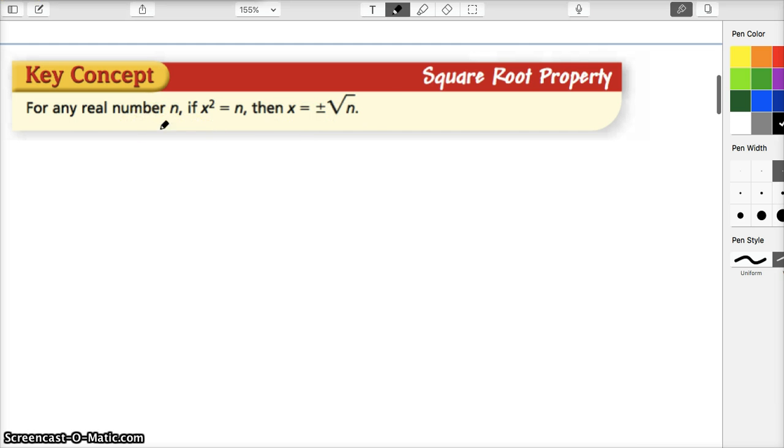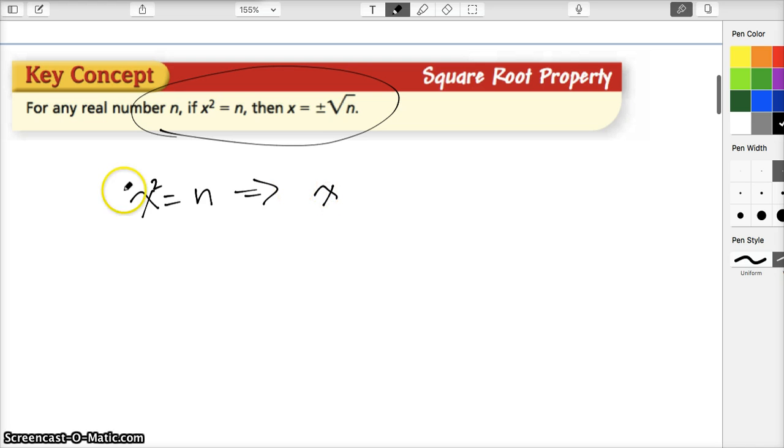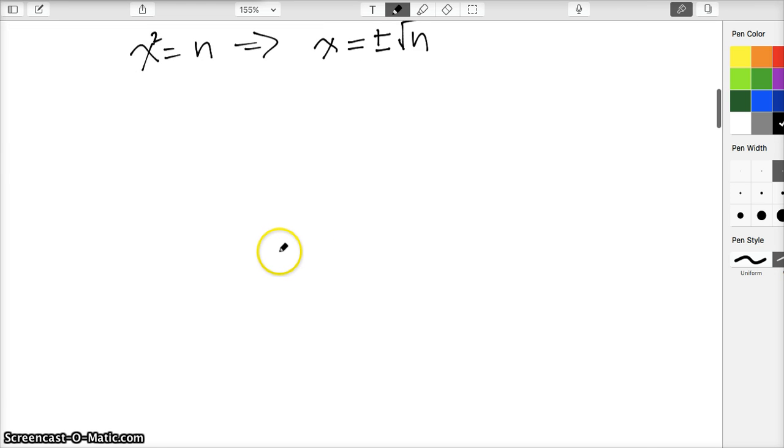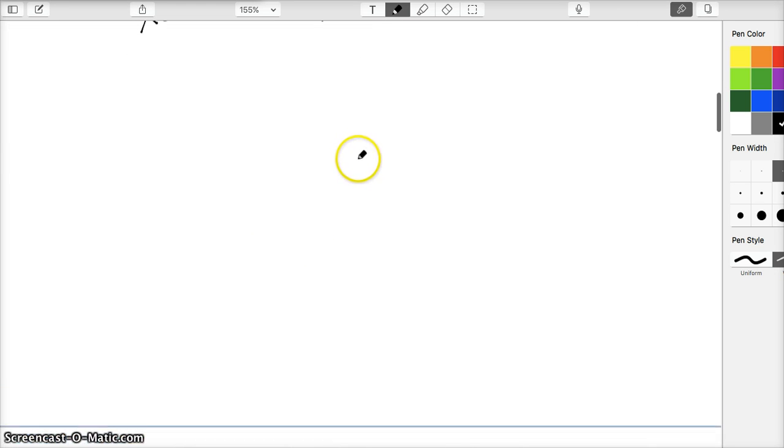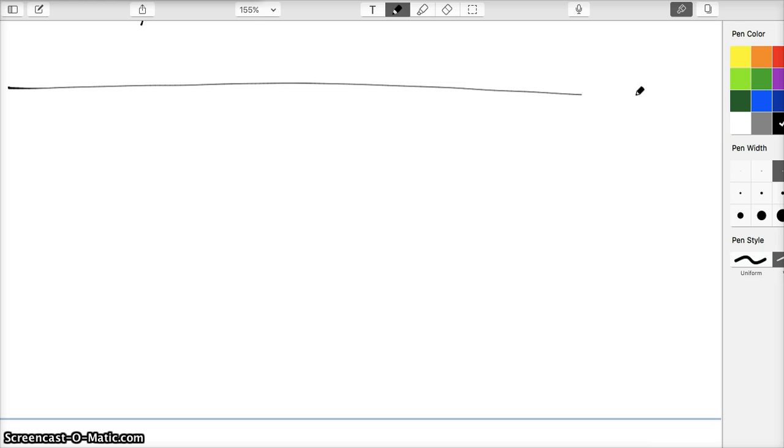So the concept that we're working on is the fact that if you have x squared equals n, then what automatically flows out is that x is either equal to, taking the square root of both sides, plus or minus the square root of n. And so that's what you see up here. And this is a concept that you should be familiar with. Let's take it and apply it to this other idea.